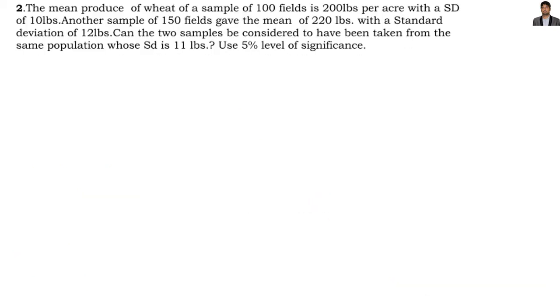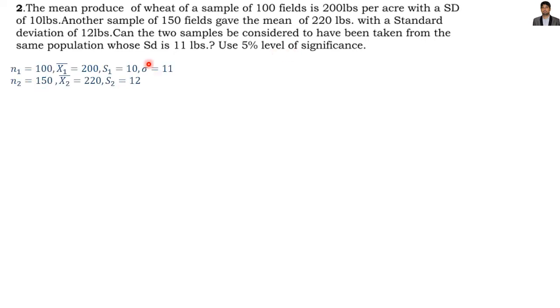Question number 2. The mean produce weight of a sample of 100 fields is 200 pounds per acre with a standard deviation of 10 pounds. Another sample of 150 fields gave the mean of 220 pounds with a standard deviation of 12 pounds. Can the two samples be considered to have been taken from the same population whose standard deviation is 11? Use 5% level of significance.